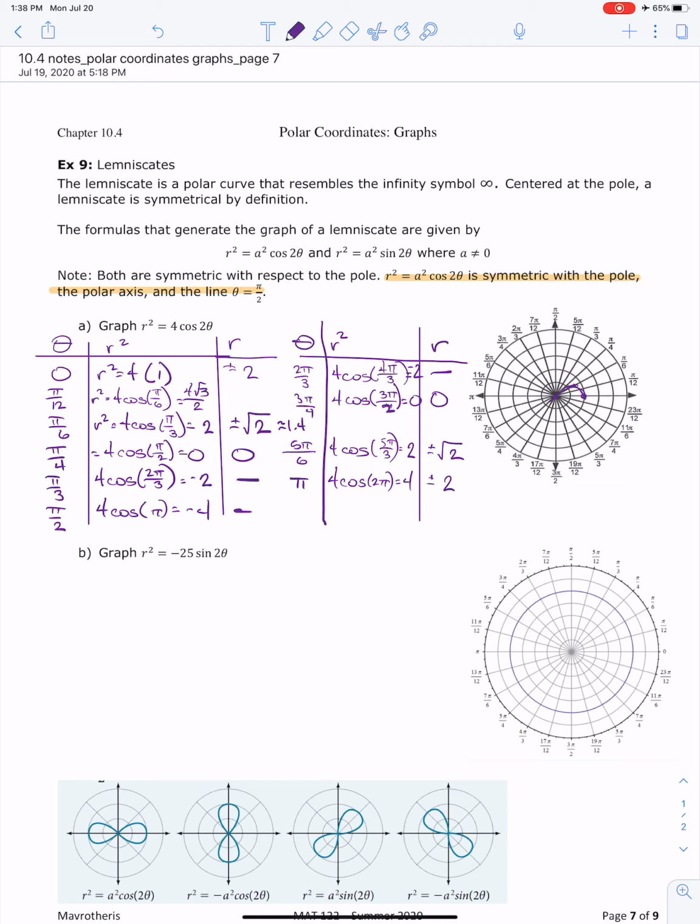So at 5 pi over 6, let's go this way. At pi, I'm at 2. At 5 pi over 6, we're at square root of 2, and then at 3 pi over 4, we are back.